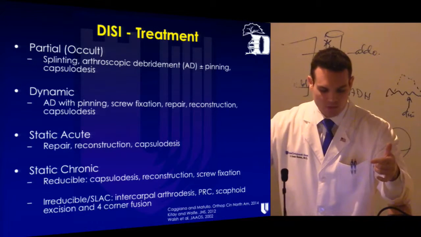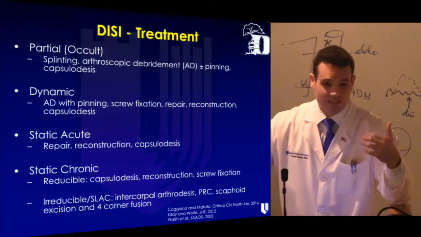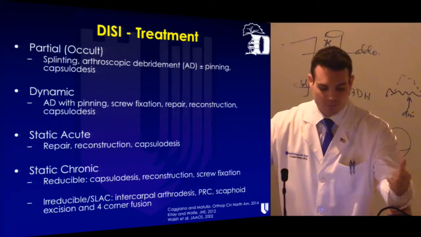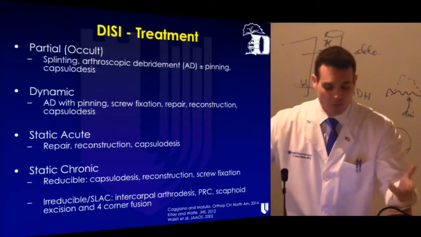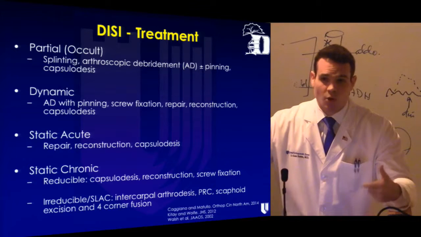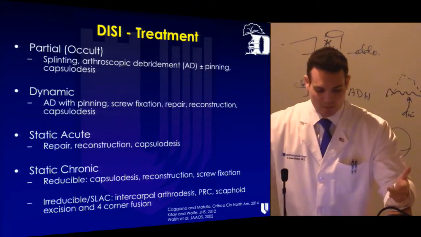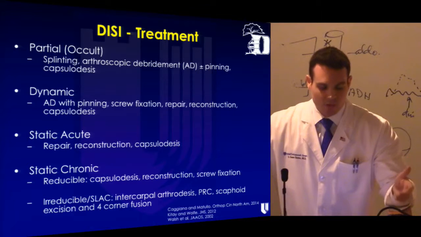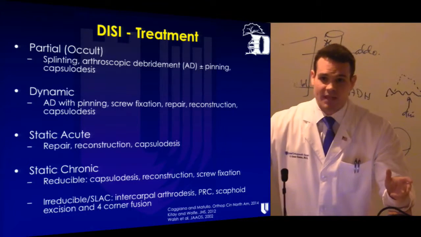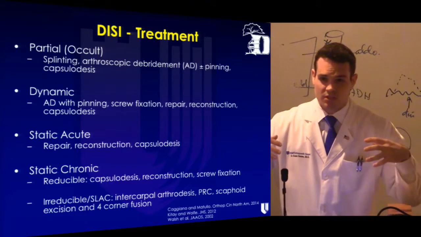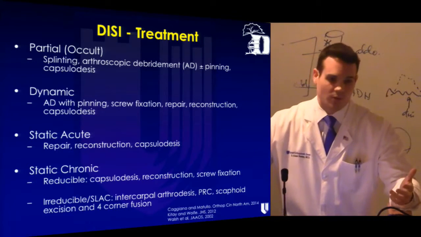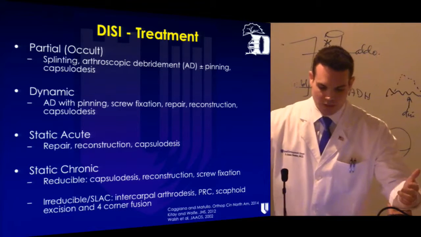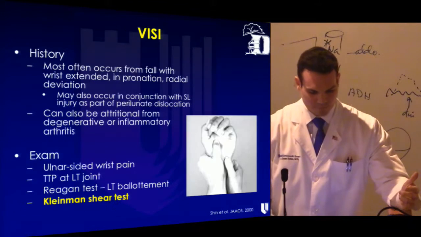In terms of a static acute injury, which is common with perilunate dislocations, for example, you can repair it if it's viable, you can reconstruct it, or you can perform a capsulodesis. And then in the case of static chronic, if it's reducible, again, you can go back to capsulodesis or reconstruction or screw fixation. It's very unlikely that you're going to be able to repair it in that case. If it's irreducible or they have SLAC, that is scapholunate advanced collapse, which is basically you've had the insufficiency long enough, the deficiency, that you end up with arthritic changes, then you move on to potentially intercarpal arthrodesis, four-corner fusion, or proximal row carpectomy.